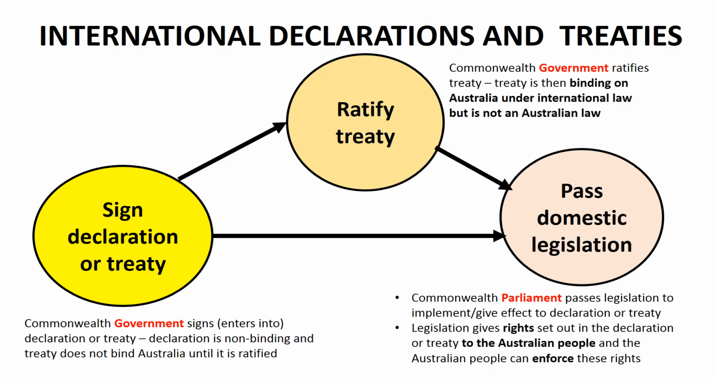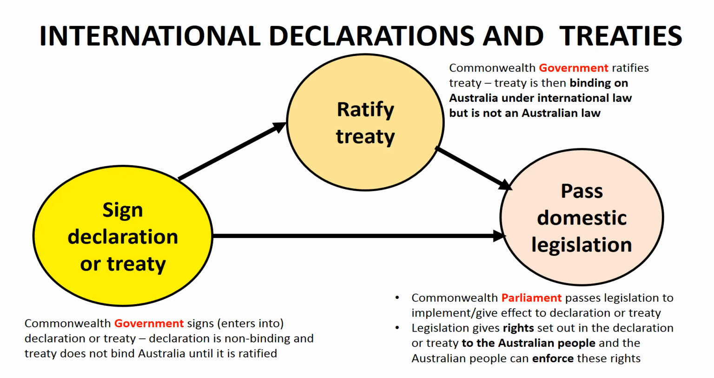Now let's look at the situation regarding international treaties. Once again, for Australia to become a party to an international treaty, the Commonwealth Government must first sign or enter into that treaty. But even though Australia has signed the treaty, at this stage the treaty does not bind Australia.